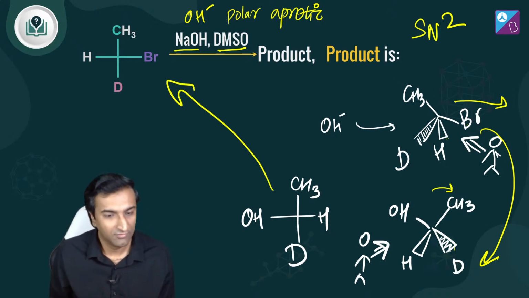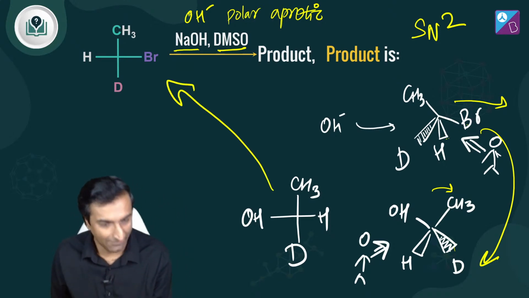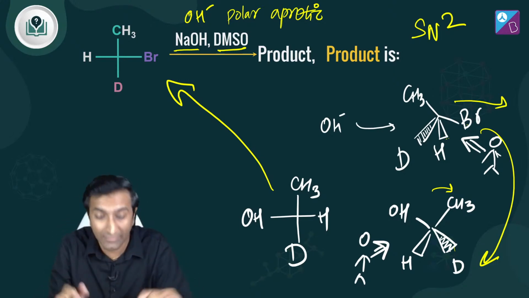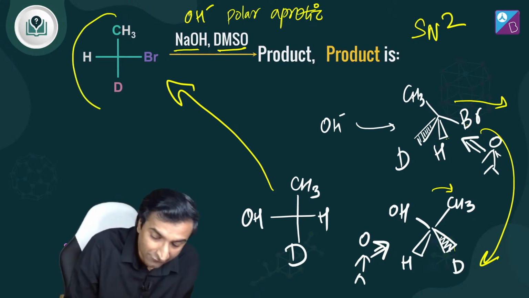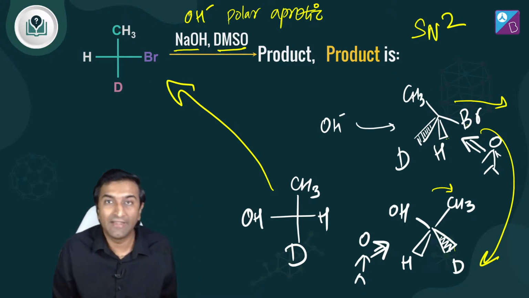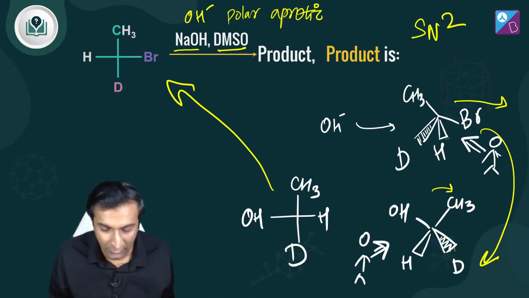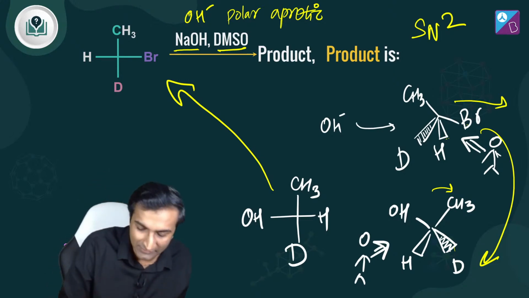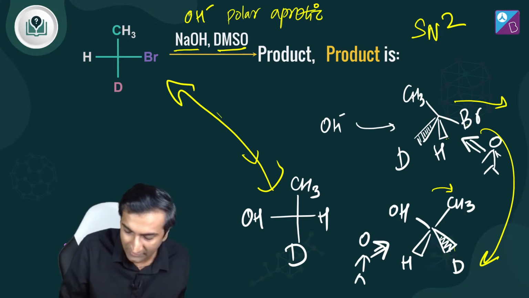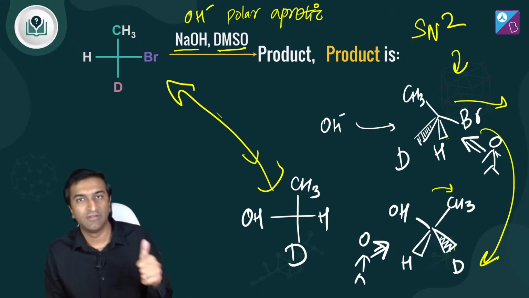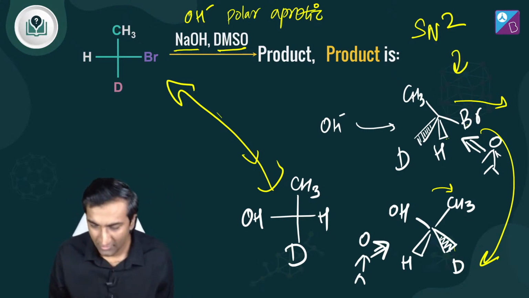ठीक है? कूल. Inversion of configuration, absolutely Walden inversion, बिल्कुल सही बोल रहे हैं आप लोग. But how do you represent it on this structure? Inversion of configuration इसमें कैसे दिखाएंगे? That is what I want to tell you. Very interesting question. But इस configuration में समझना थोड़ा complicated लग रहा है. इस projection में, that's why it changes to this wedge and dash projection. ठीक है? Fisher से wedge and dash में convert किया.